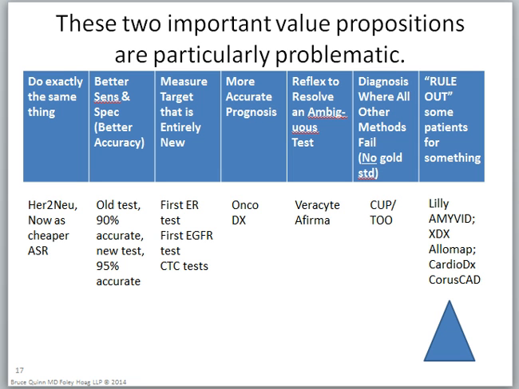Finally, we may rule out patients for something. The Lilly Amyvid test, a PET scan used for Alzheimer's disease, will rule out that the patient has Alzheimer's disease. The XDX AlloMap test is a molecular test used in heart transplant patients, and it can rule out in most months that they don't need a cardiac biopsy to look for rejection. The Cardiac DX Corus CAD test is now covered by Medicare. It's a test to rule out patients that may not need more invasive or more costly cardiac imaging or treadmill tests.